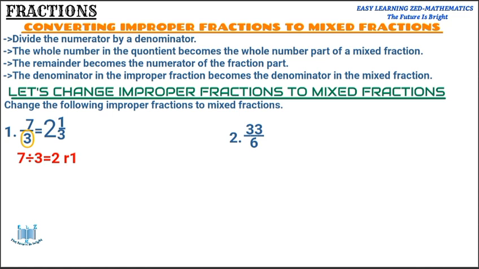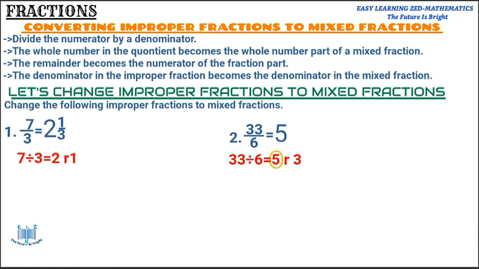Just like we said, we start by dividing the numerator by the denominator, which we are going to say 33 divided by 6. 33 divided by 6 will have 5, which is a whole number, and 3 as a remainder. So 6 will go 5 times into 33, and there will be a remainder of 3. Once we have done that, we get 5, which is the one I've circled in yellow, which is going to become the whole number in the mixed fraction. So we're going to write 5 like that.